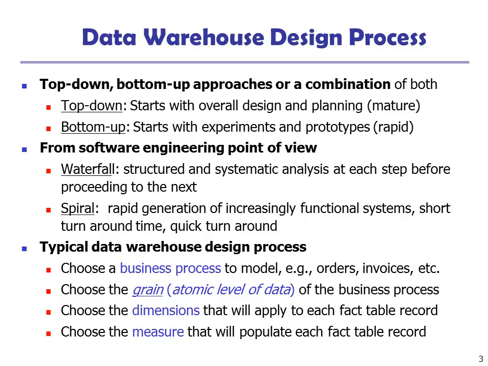So the typical data warehouse design process, the steps involved in it are: first, you have to choose a business process to model. Right. So what are you interested in? Orders, invoices, is it customer data? Is it product data? Is it sales data? So one of these has to be picked out. Okay, and who does that? The client or the end user does that.